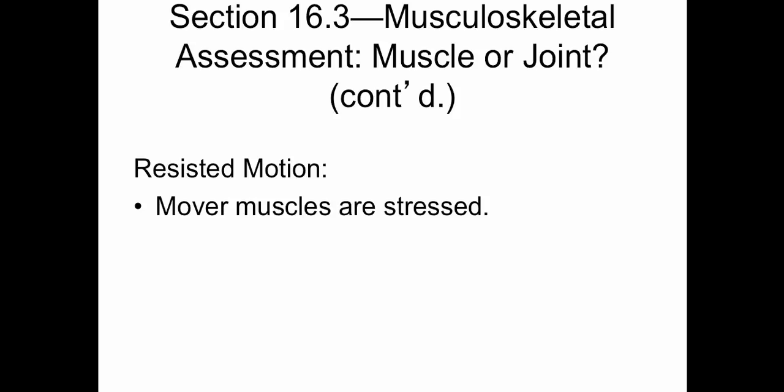When resisted motion of the joint is tested, only the mover musculature is stressed. Mover muscles are stressed because they are asked to contract isometrically in an attempt to create joint motion. However, the ligaments and joint capsule are not stressed because the joint does not actually move in any way, so they are neither stretched nor compressed. Therefore, a test of a resisted motion of a joint would be expected to generate pain for musculoskeletal injuries of the mover musculature.